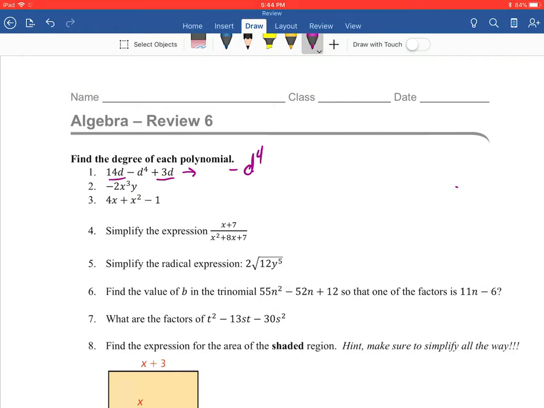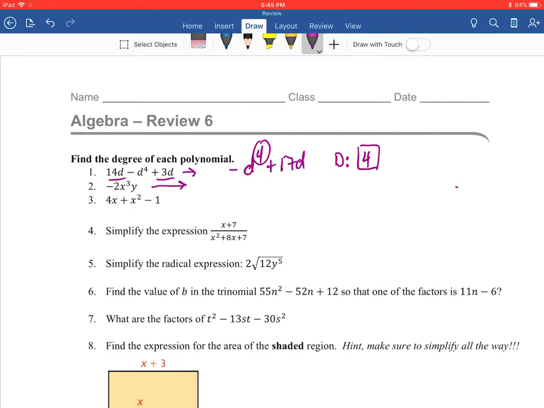I can also combine like terms. Like terms here, I have d to the 1 power and 3d to the 1 power. So I can combine those. That's going to become plus 17d. Now my highest degree is 4, so the degree of this is going to be 4. All right, that's my answer.